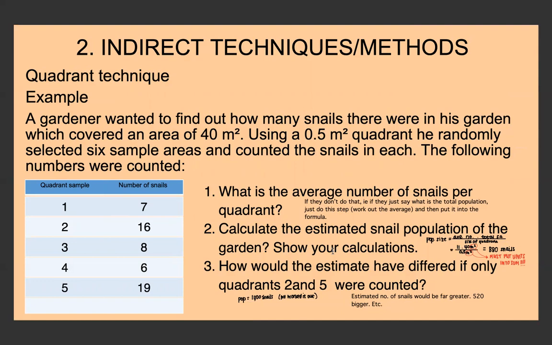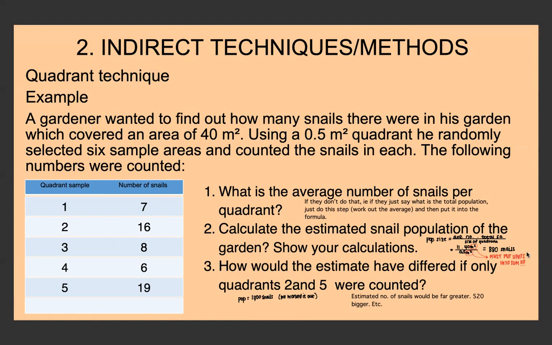We then multiply it by the total area of the area that we're working with, which is 40 meters squared. And we divide it by the area of each quadrant, which is 0.5 meters squared. Remember to put your units in. So 11 times 40 meters squared over 0.5 meters squared, and your answer is 880 snails.